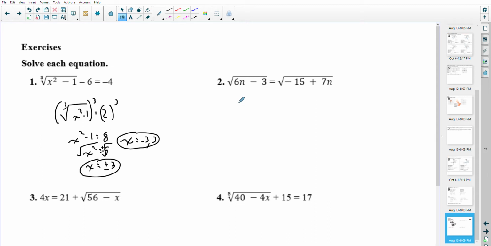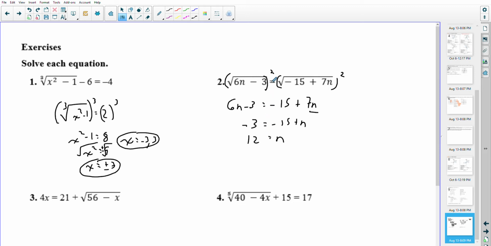Going here, again, squaring both sides keeps the equation in balance because you're doing the same operation to both sides. 6n minus 3. I'm going to keep my bigger n on this side so it stays positive. Subtract off 6n. And you're going to see that n is equal to 12.